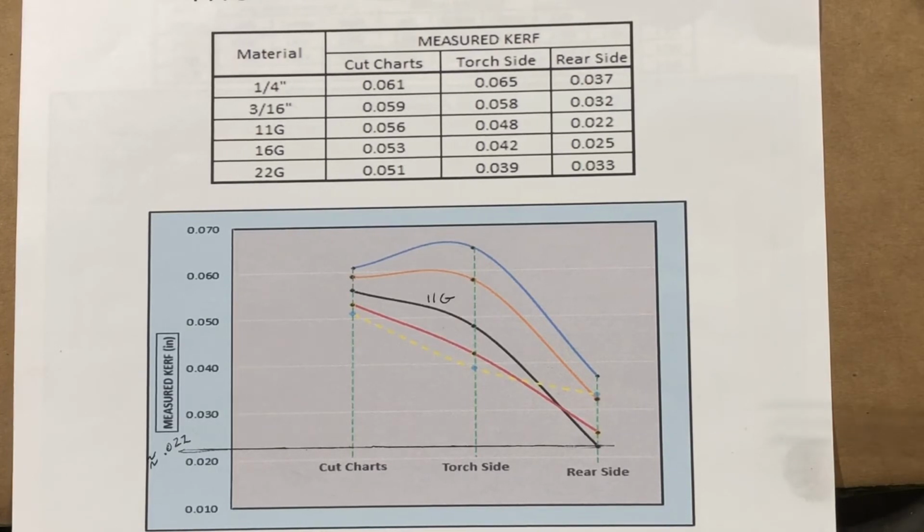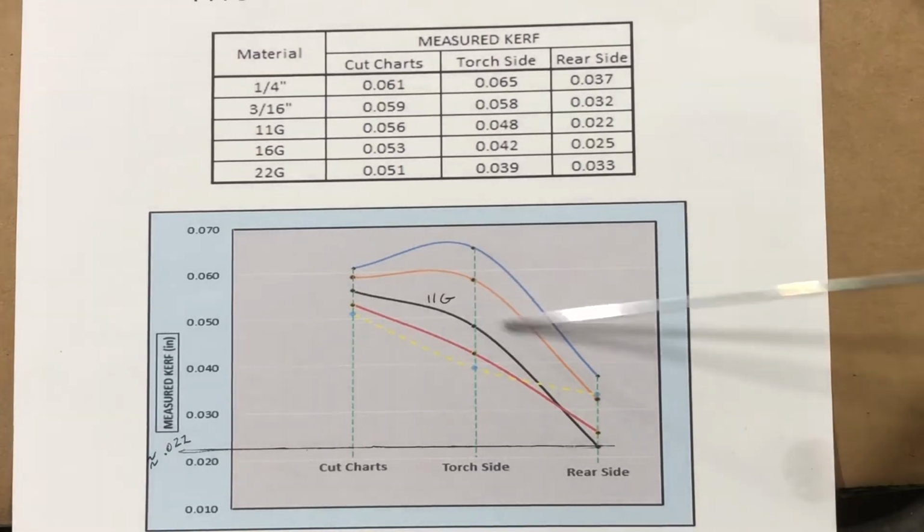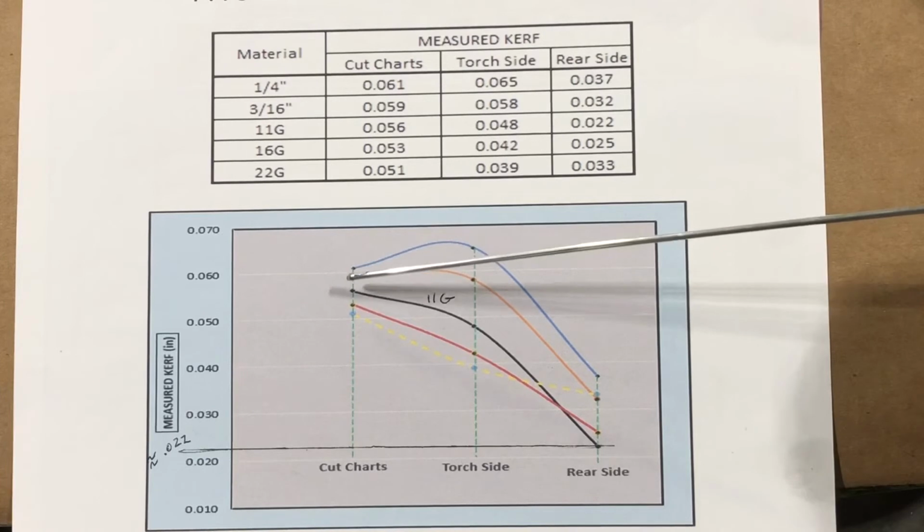So this raises the question again of what should I use? Should I use the torch side value for my quote true kerf? Should I use the rear side value for my true kerf? Let's look at the 11 gauge, which we have data for in our 9 coupons, and see what that is.